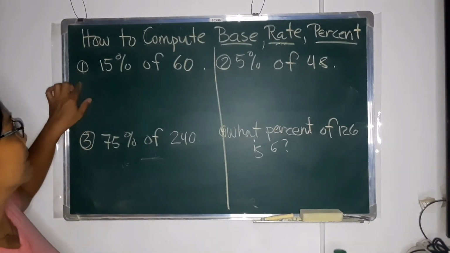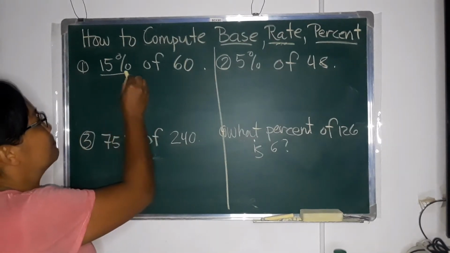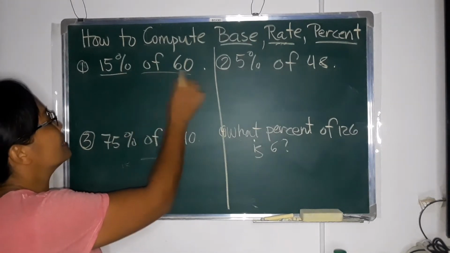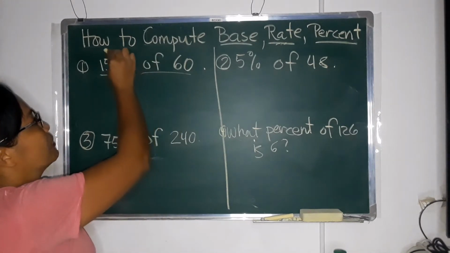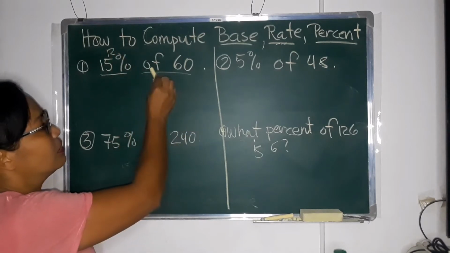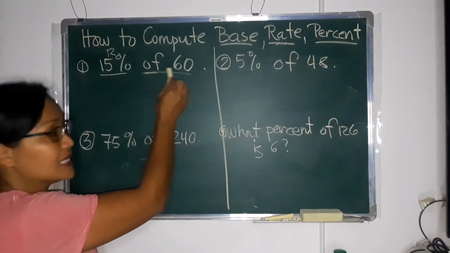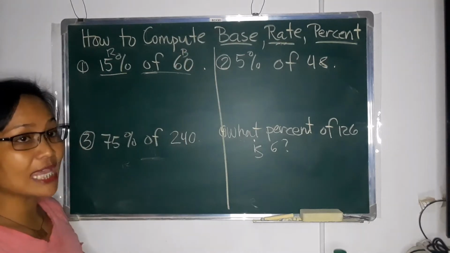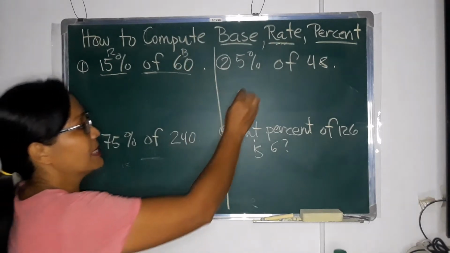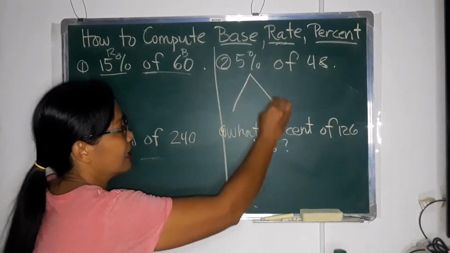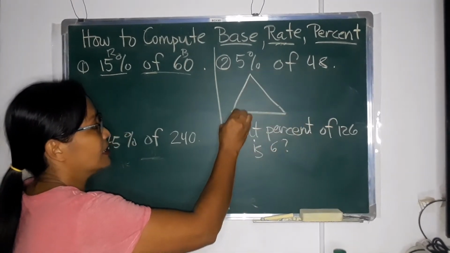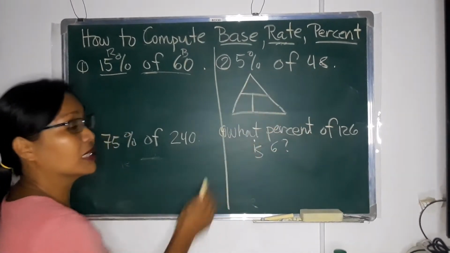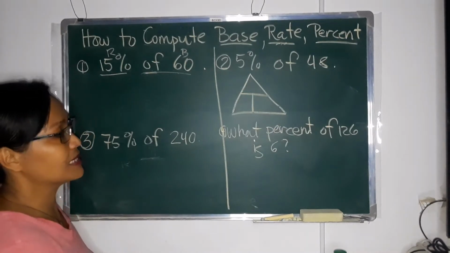So, in number 1, meron tayo dito 15% of 60. Ang given natin ay mayroon tayong R, which is the rate, of 60. The word "of" is base. So, meron tayong base, ang nawawala ay yung P. Pag sinabi natin P, tandaan itong triangle na to. Ang triangle na to ay malalaman natin kung paano mag-compute ng percent, base, and rate.